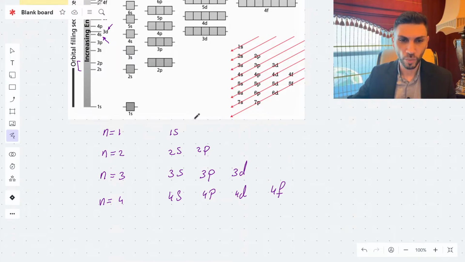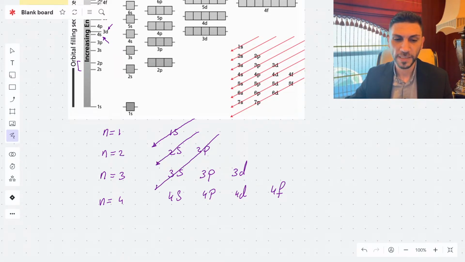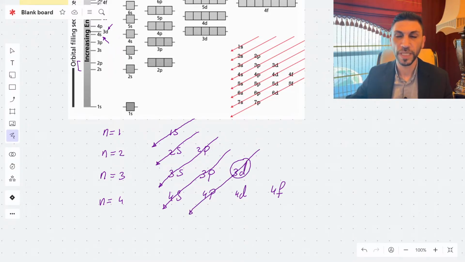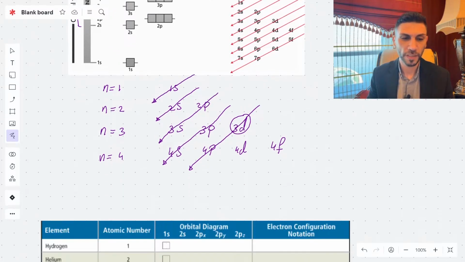Then we're going to start drawing the arrows. We always start with the lowest energy, that is 1s, and then 2s, 2p, 3s, and after 3s comes 3p, 4s, and then 3d, and then 4p, and we continue. This is how you guarantee that you will never make a mistake doing the electron configuration.